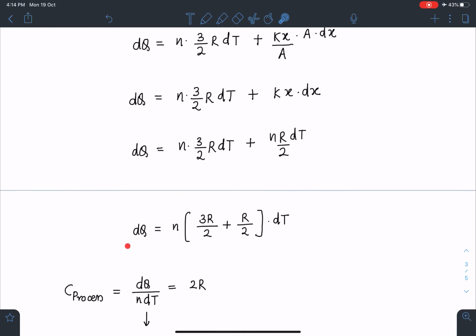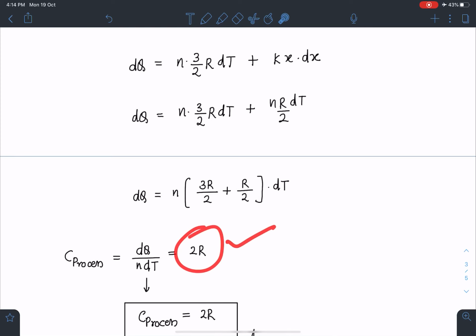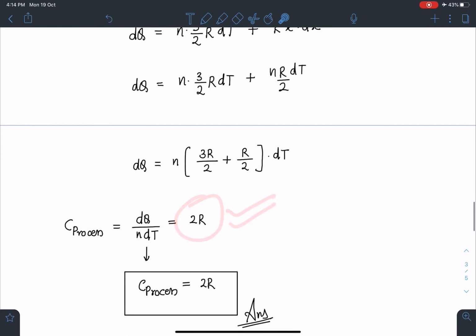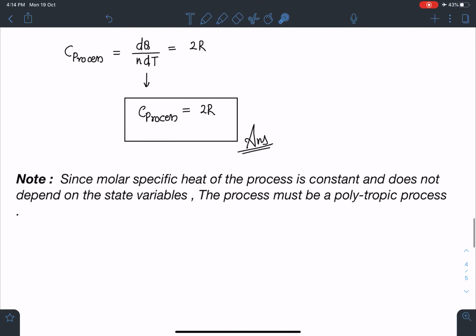When I combine these two, dq comes as n times 3R by 2 plus R by 2 into dT, which is going to be 2R. So from here you can see the C process is dq by n dT, and that value comes as 2R. So the molar specific heat of this particular process is going to be 2R, and here, since it is coming constant, it must be a polytropic process. I have given a note here: since the molar specific heat of the process is constant and does not depend on the state variables like pressure, volume, temperature, the process must be a polytropic process.